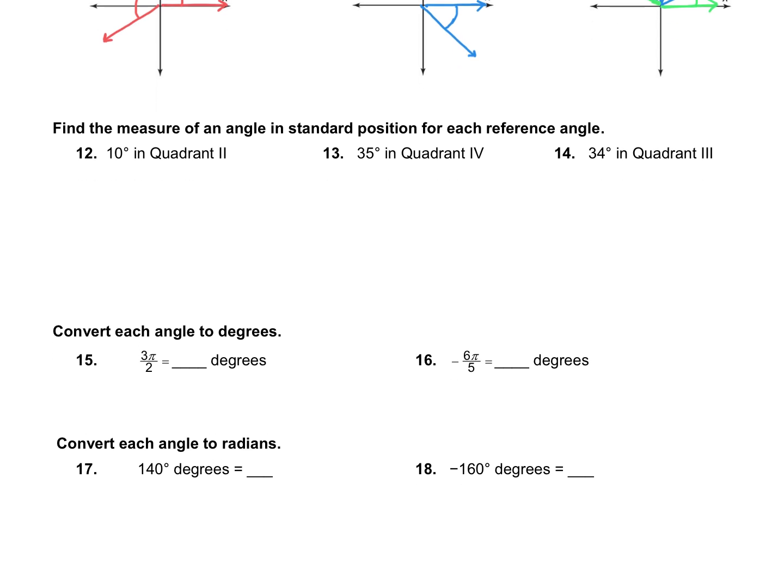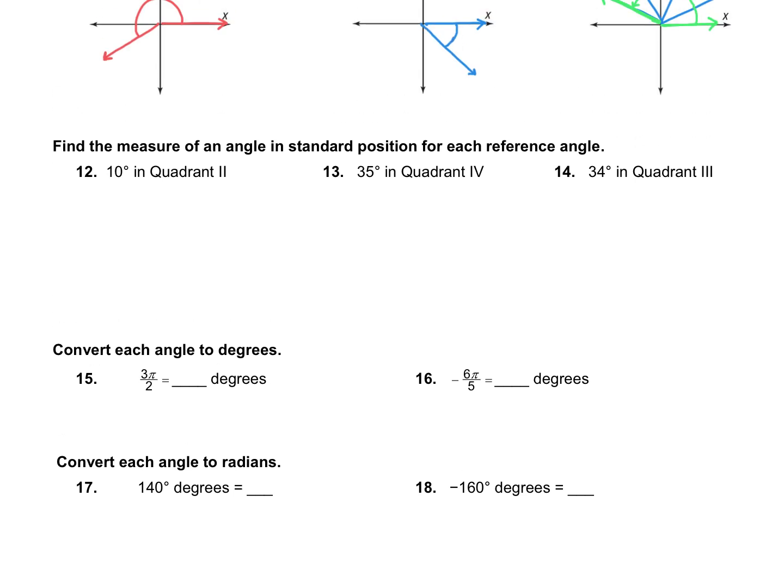All right, so find the measure of an angle in standard position for each reference angle. So what we're going to do here is read the problem. This 10 degrees right here, we have a 10-degree reference angle in quadrant 2. So let's draw that out.